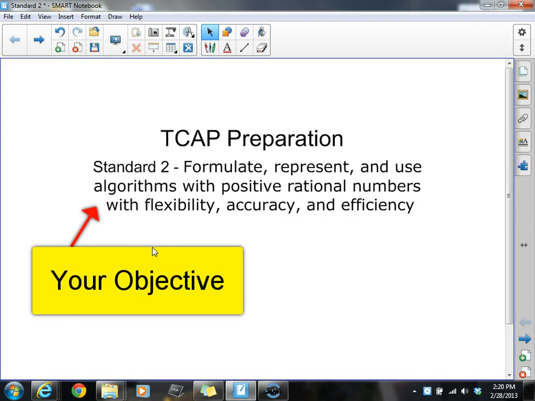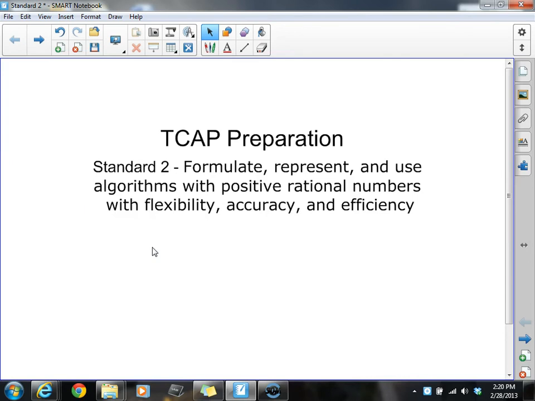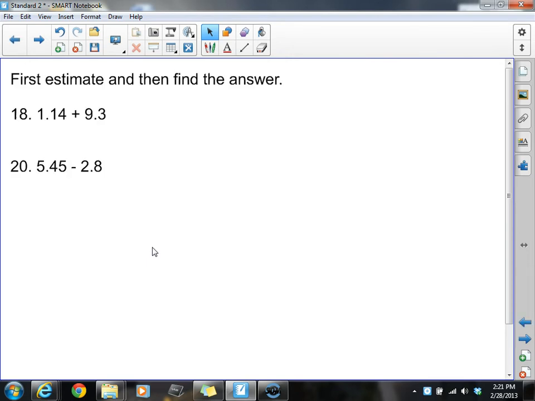Now our second standard tonight for TCAP preparation is going to be standard 2, where students will formulate, represent, and use algorithms with positive rational numbers with flexibility, accuracy, and efficiency. That is a big fancy way of saying basically you can add, subtract, multiply, and divide with positive numbers. Okay, and this includes decimals. This includes finding greatest common factor and the lowest common multiple. So that's what we're going to be working on tonight. Let's jump right in and get started.